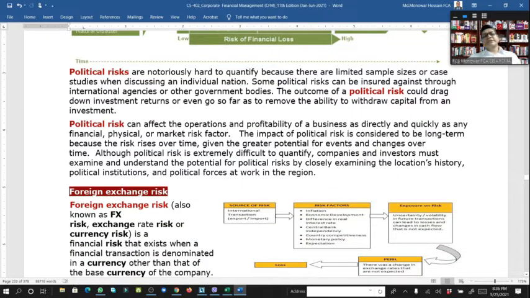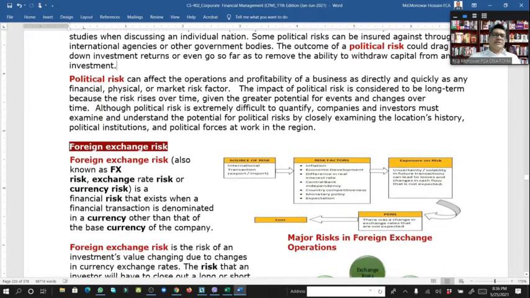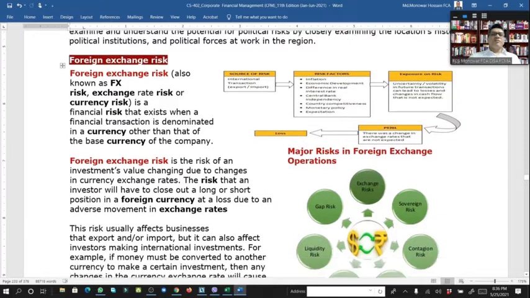So political risks are tremendously hard in the world. So there is the political risk. Now the foreign exchange risks.